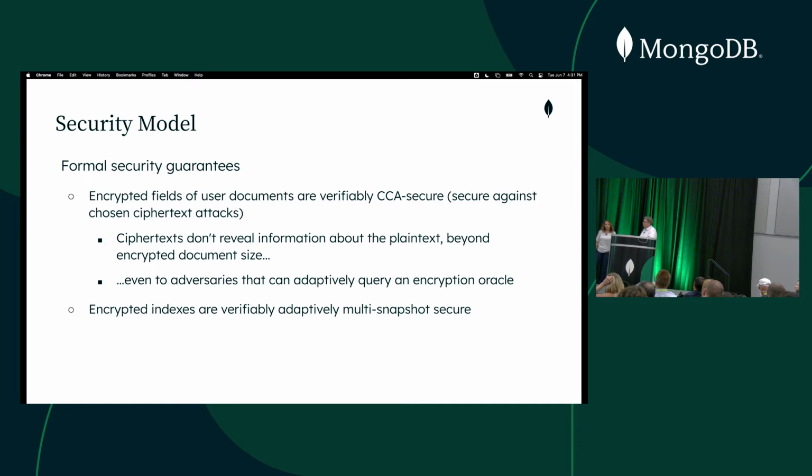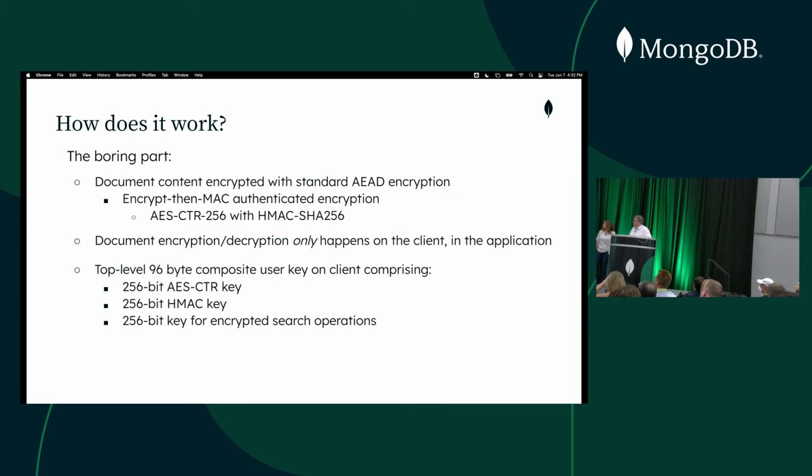Now think about this. If you're a DBA, there's only so much you can do with adaptive queries because you don't hold the key. You can issue plain text queries, but that doesn't buy you much. You'd have to actually hold the key, and if you're holding the key, why are we attacking the database? You've already got access to it. The encrypted indexes have a different notion of snapshot security, and we'll get into that in just a bit as well. So the boring part, document encryption: standard authenticated AEAD AES encryption.